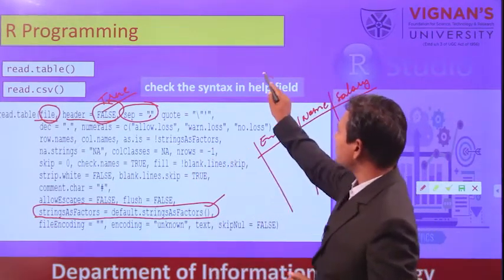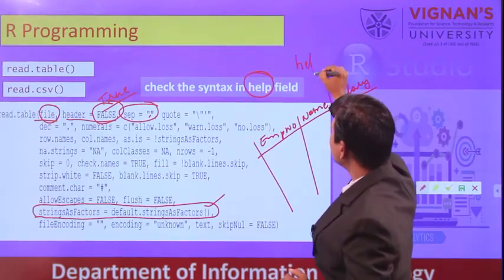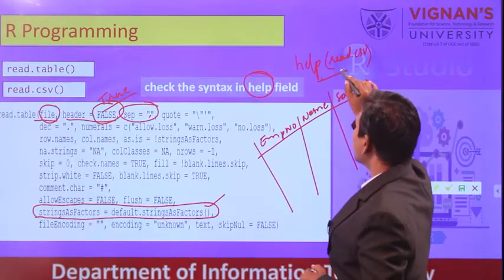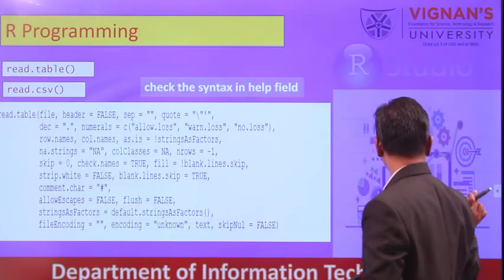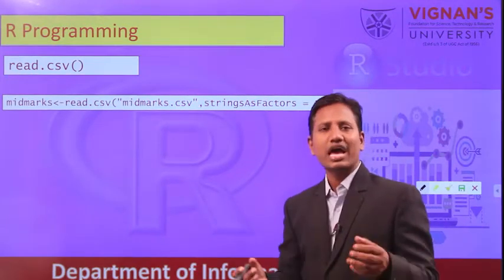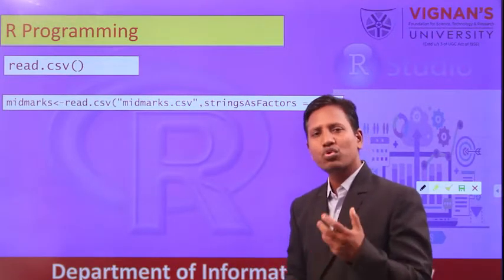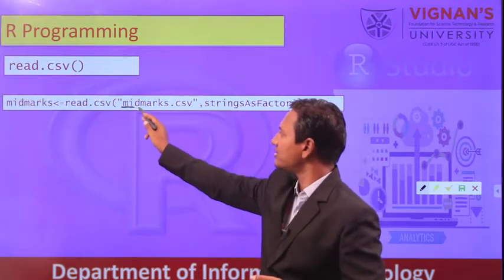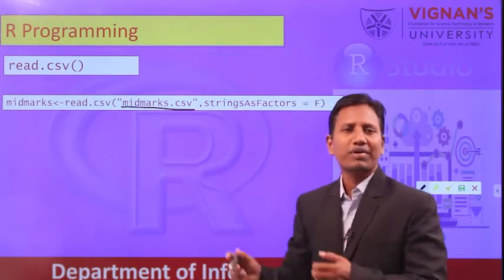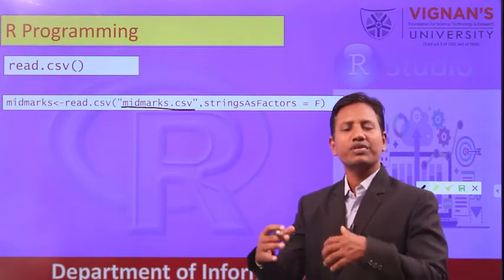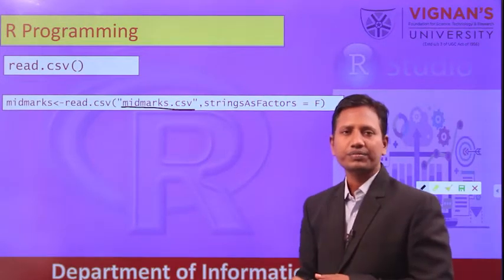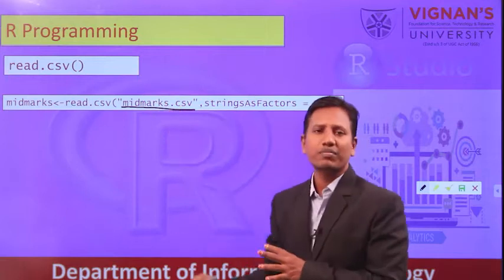To check this, we can use the help command: by using help, and in brackets, if we give read.csv, we can get the help of this function. Now we'll see an example of read.csv. Here in my system, I have taken the students' mid-marks and stored that file with the name midmarks.csv. I have not mentioned the full path because my file is in the current working directory only. Previously, with the help of the setwd function, I set my working directory where this file is stored. Because of that, I have not mentioned the entire path of this file.